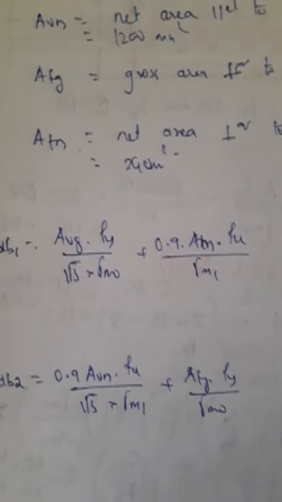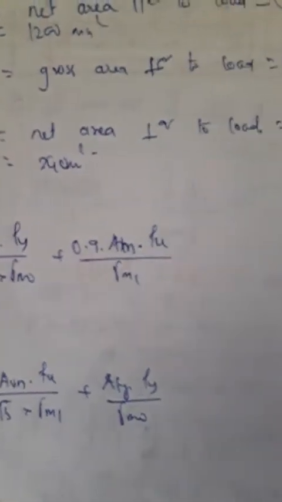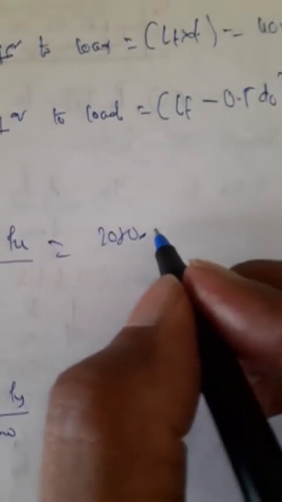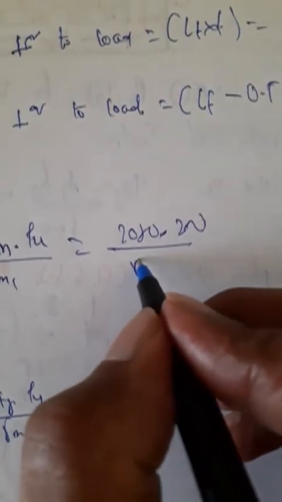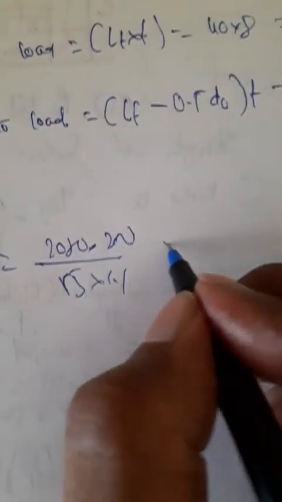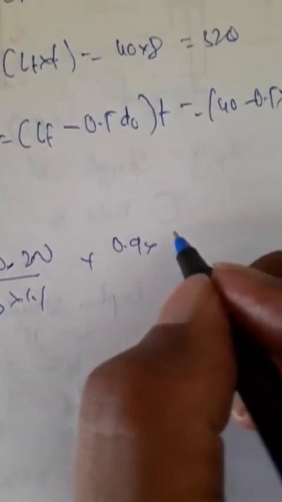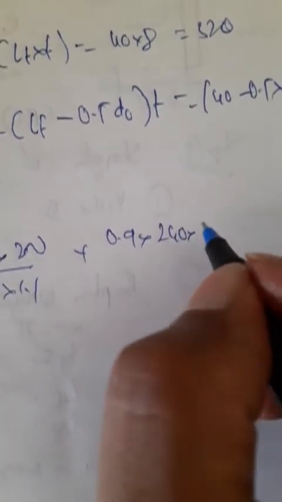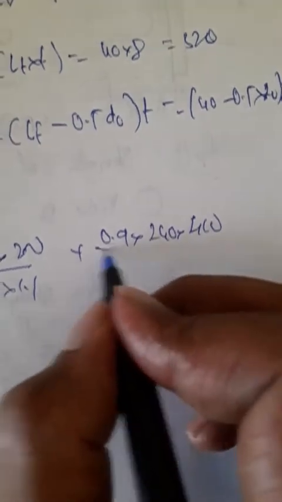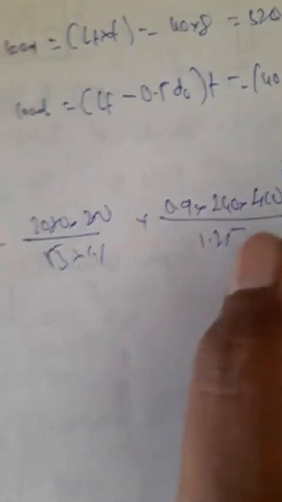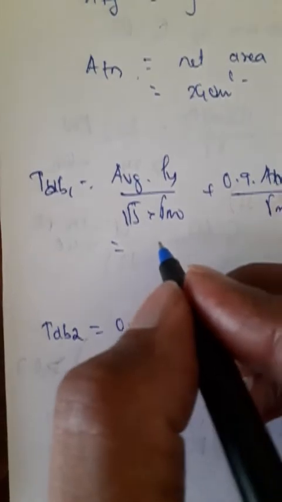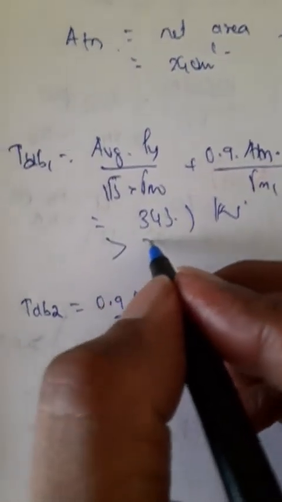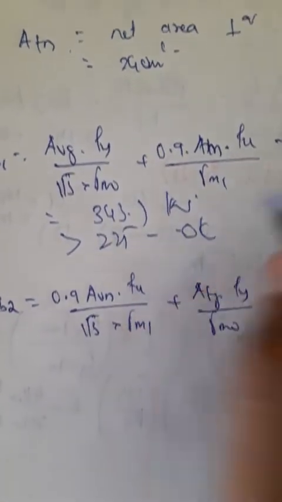Now write the equations. AVG TDB1. So substitute the values. So 2080 into Fy 250 divided by root 3 into 1.1 plus 0.9 ATN. ATN is 240 into Fu 410 divided by 1.25. Solving this, you get the answer 343.7 kilonewtons, which is greater than 225, hence okay.